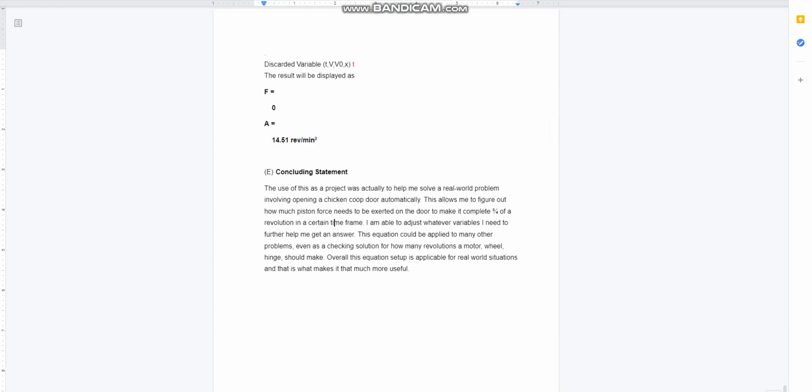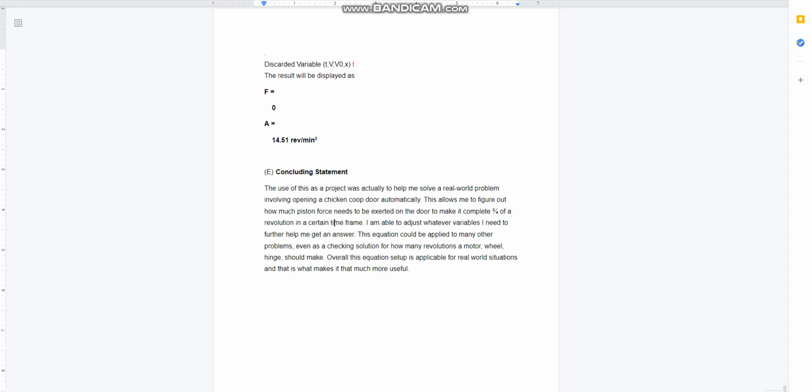So my concluding statement for this project is, the use of this project was actually to help me solve a real-world problem involving opening a chicken coop door automatically. This code allows me to figure out how much piston force needs to be exerted on the door to make it complete a 3/4 of a revolution in a certain time frame. I am able to adjust whatever variables I need and to further help me get an answer.